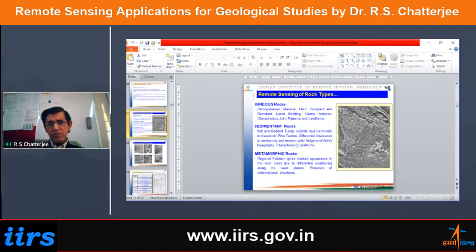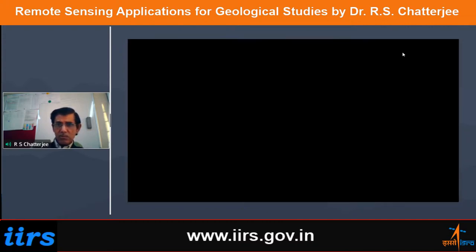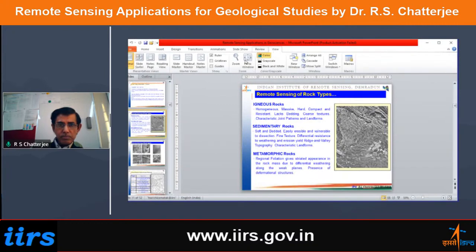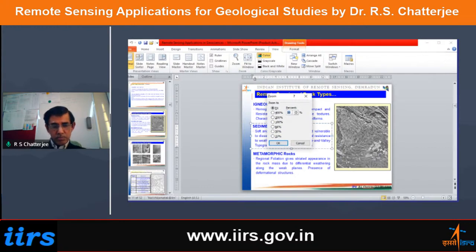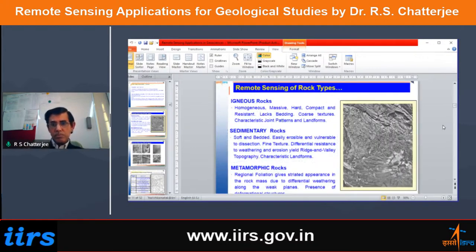Now, coming to different rock types, this example I have shown earlier as well. So let me increase this view. So see here, as I already explained to you, the upper part is a sedimentary rock, the middle part is an igneous rock, and the lower part is a metamorphic rock. And why?